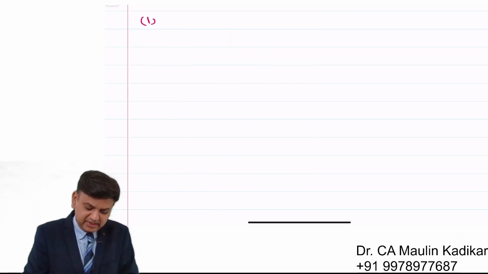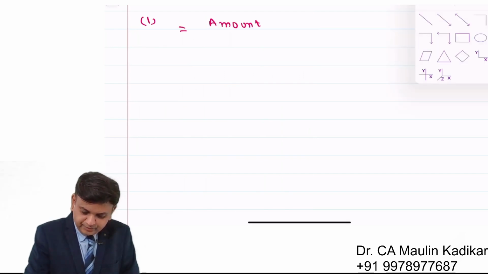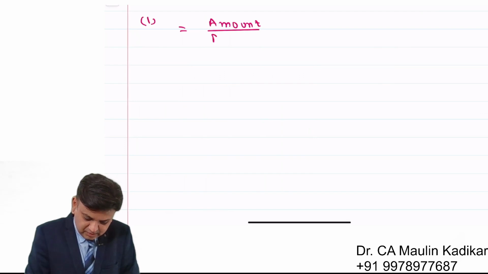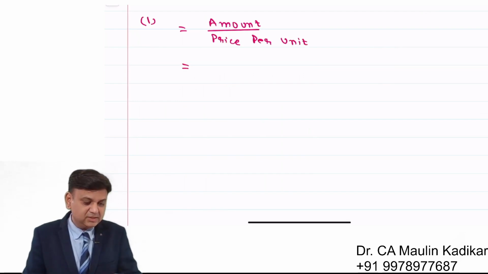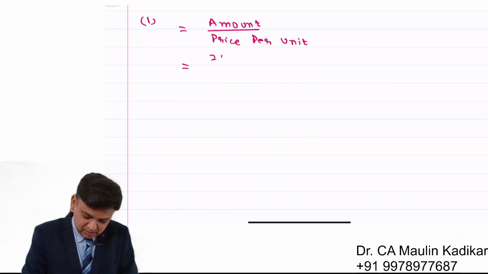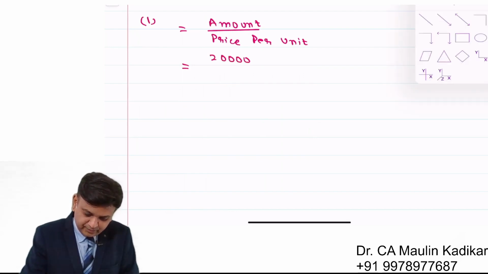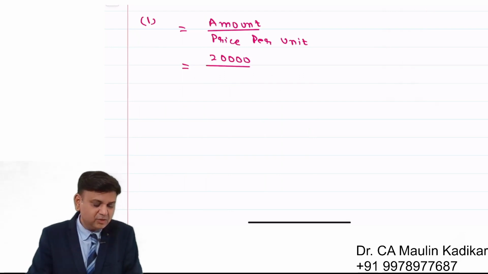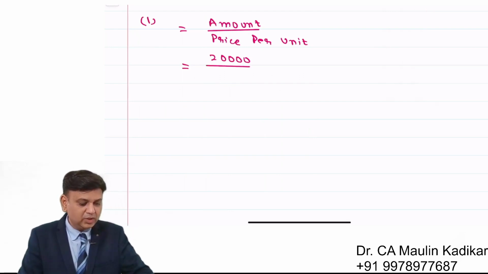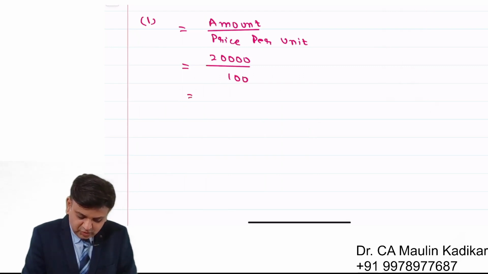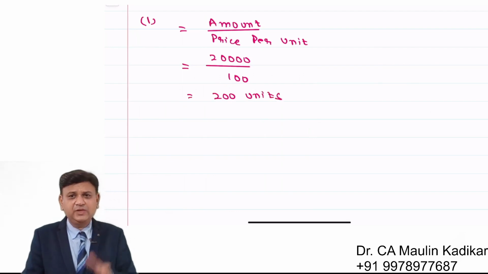Answer of the first question would be like this. Amount divided by price per unit. It would be calculated like this. Amount is rupees 20,000. The question is providing that the price of the commodity today is 100. So you can buy 200 units right now. That is on 1st of January, with the amount held by you, you can buy 200 units.